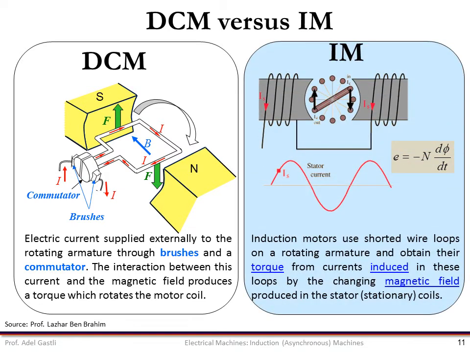In contrast, induction motors use shorted wire loops on a rotating armature and obtain their torque from currents induced in these loops by the changing magnetic field produced in the stator or stationary coils.